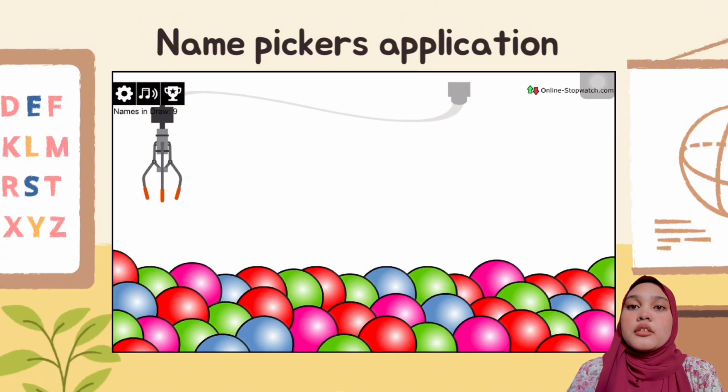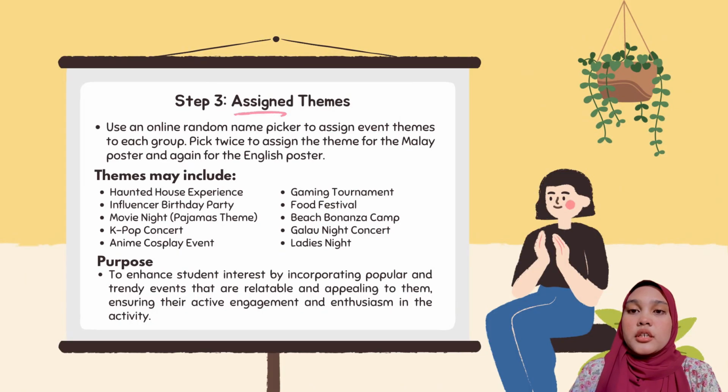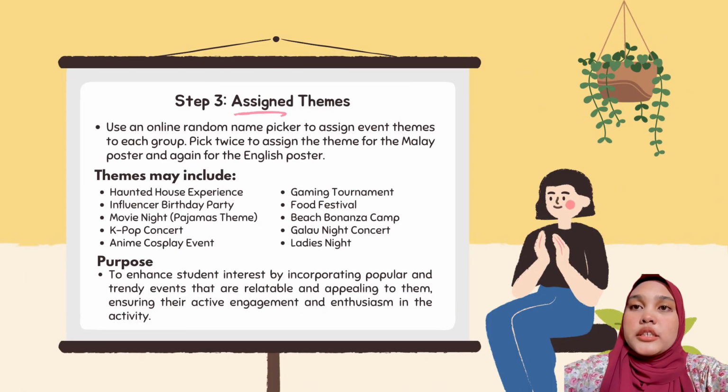The first pick of the claw machine assigns the theme for their Malay poster, and the second pick assigns the theme for their English poster. The themes are based on popular and trendy events that students can relate to, such as haunted house, influencer birthday party, movie night, K-pop concert, anime cosplay event, gaming tournament, food festival, beach bonanza camp, galau night concert, ladies night. These themes are designed to capture the students' interest and spark their creativity as they work on their posters.